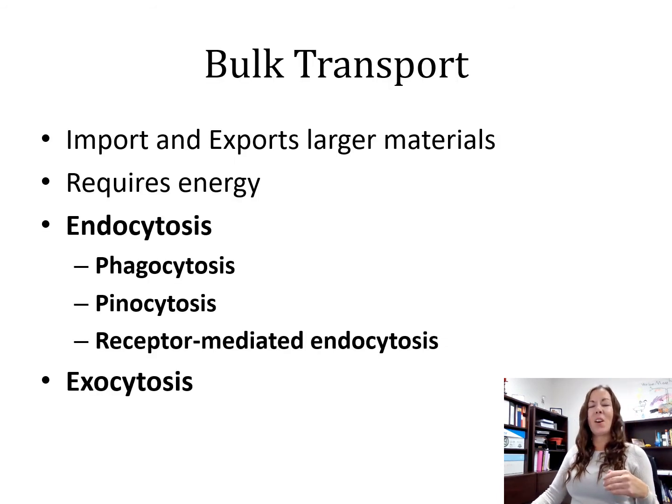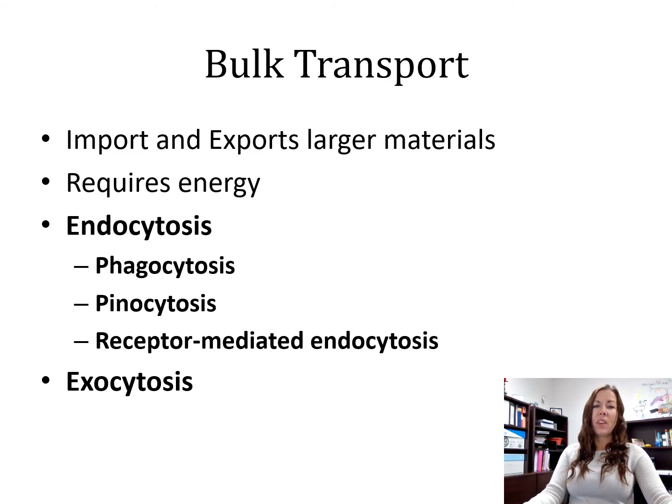Sometimes things have to go in and out of the cell that are a little bit big, and so bulk transport imports and exports larger materials. So essentially, endocytosis and exocytosis. Endocytosis is entering the cell, and exocytosis is exiting the cell.